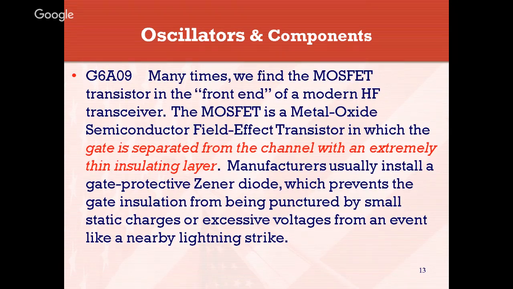We find the MOSFET transistor in the front end of the modern HF transceiver. The MOSFET is a metal oxide semiconductor field effect transistor in which the gate is separated from the channel with an extremely thin insulating layer. Because of that, manufacturers usually install a gate protective Zener diode, which prevents the gate insulation from being punctured by small static charges or excessive voltages from an event like a nearby lightning strike.